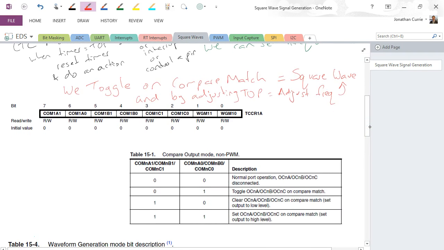Okay, so how do we set this up? We've got a whole lot of registers in this micro, and we need to start looking at how they all fit together. Now in our micro, as it turns out, our timer is connected to multiple pins.